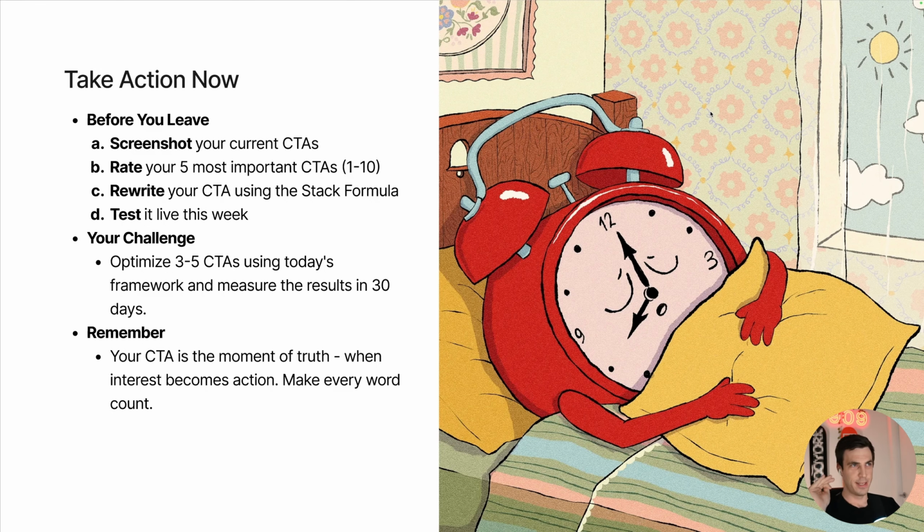Before you leave, screenshot your current call to actions, rate your top 5 most important, rewrite your call to action using the stack formula, test it live this week. And then your challenge is to optimize 3 to 5 call to actions using today's framework and measure the results in 30 days. Remember, your call to action is the moment of truth when interest becomes action.